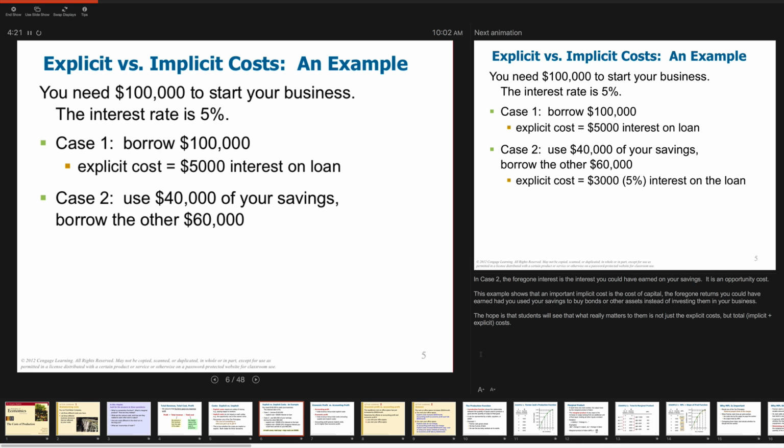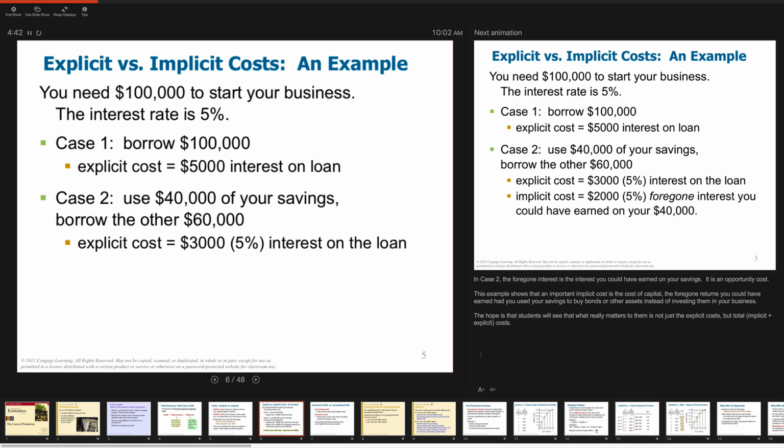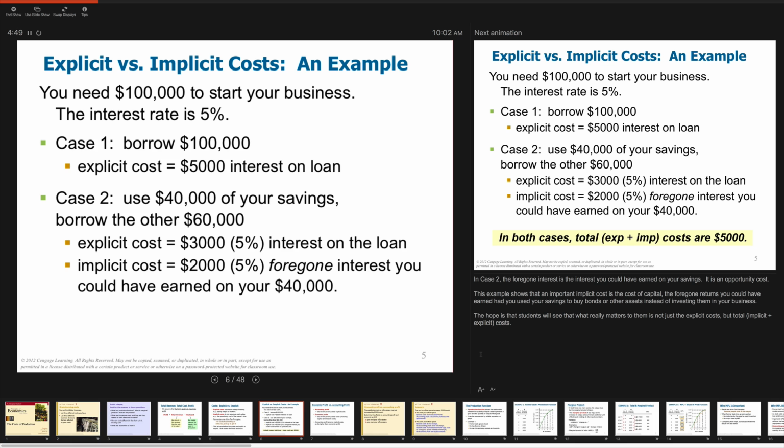Okay. By the way, the interest would actually be much higher than that because interest is compounded, but we're keeping life simple here, okay? Case two, use $40,000 of your savings. You were good little savers. Apparently you saved all of your birthday and tooth fairy money and everything. And you borrow the other $60,000. So the explicit cost is the $3,000 interest on the $60,000 loan. But the implicit cost is the interest that you could have earned on your savings.